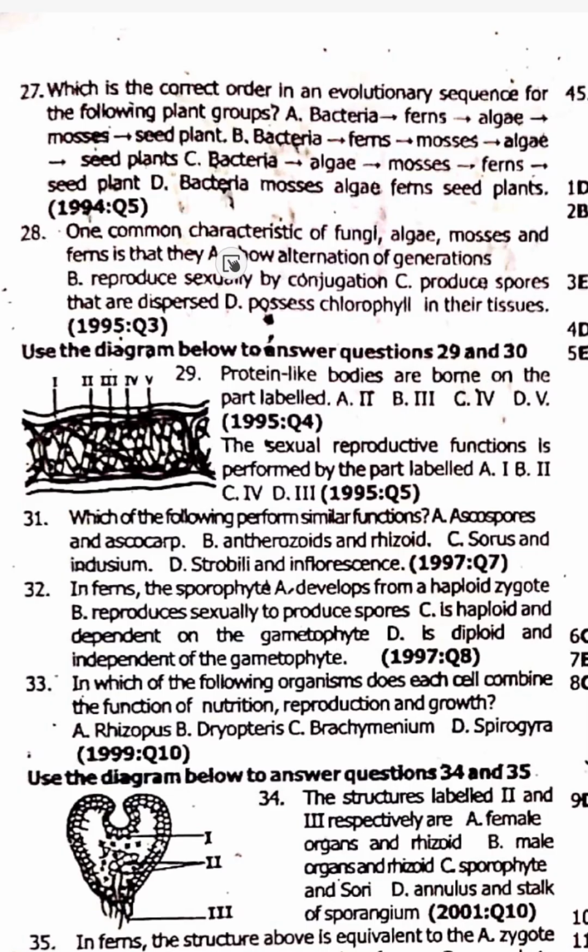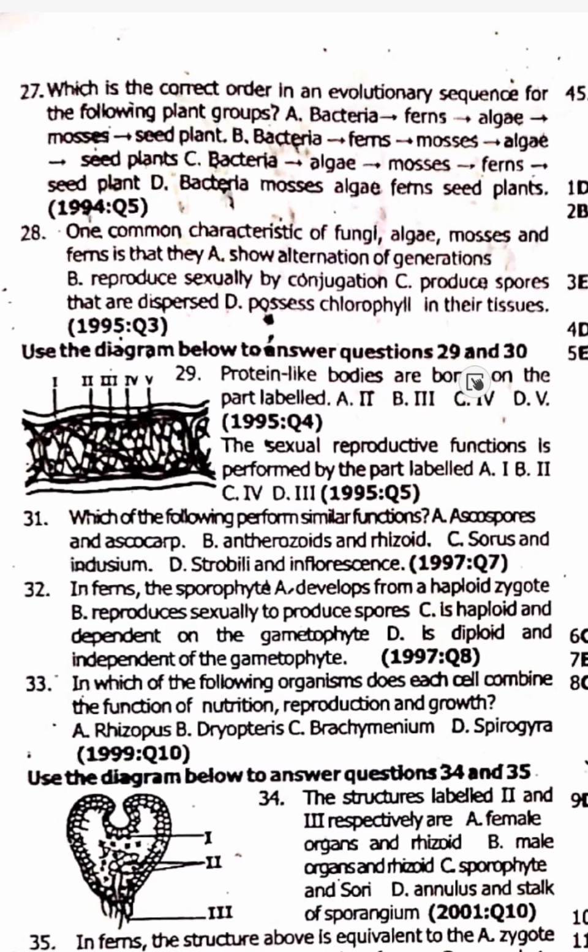One common characteristic of fungi, algae, mosses, and fern is that they show the alternation of generation. But let's see. They produce spores that are dispersed. 28, option C. They produce spores rather than seed. I will explain the difference between spores and seed. If a plant doesn't produce seed or fruit, it produces something that looks like it is not a seed, but if you help it grow into the plant again, they call it a spore.